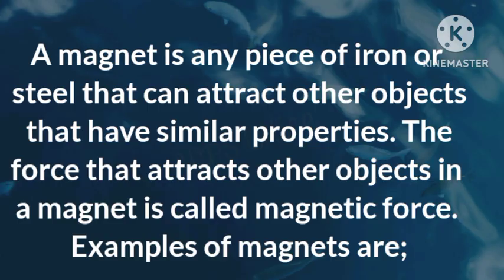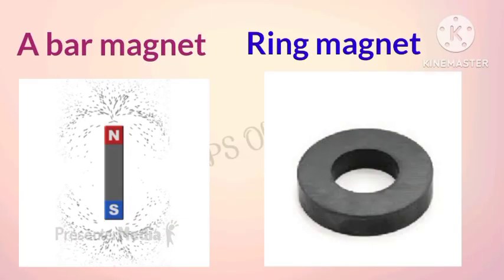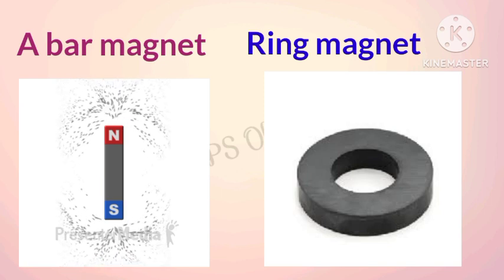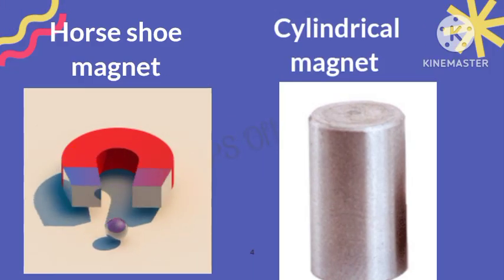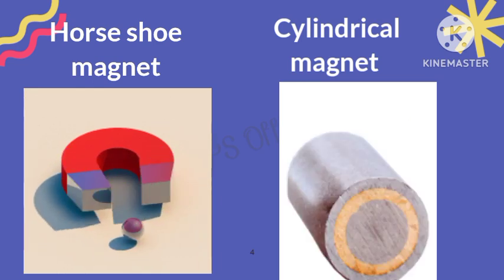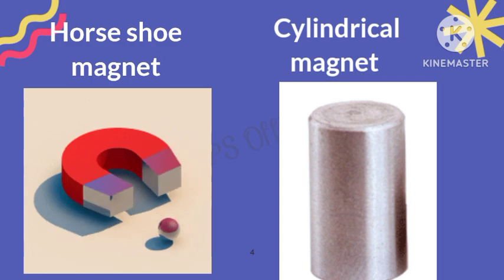Examples of magnets are: 1. A bar magnet, 2. A ring magnet. These are some examples of magnets. Next, horseshoe magnets. A horseshoe magnet is an example, and cylindrical magnets.